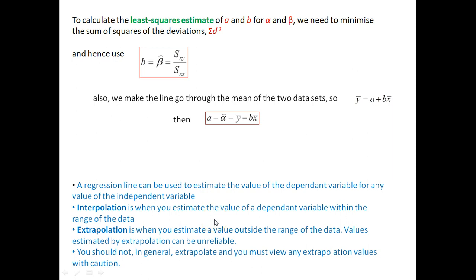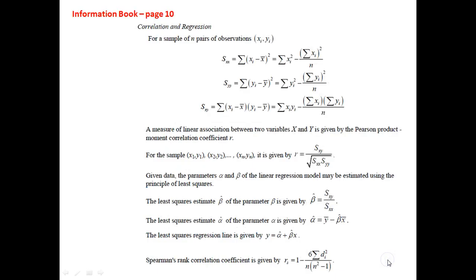Interpolation is when you estimate the value of a dependent variable within the range of data that you've been given. Extrapolation is when you estimate a value outside of the range of data. These can be unreliable and you should not in general extrapolate, and must view any extrapolated values with caution, because you're not given data around the value that you want to find.